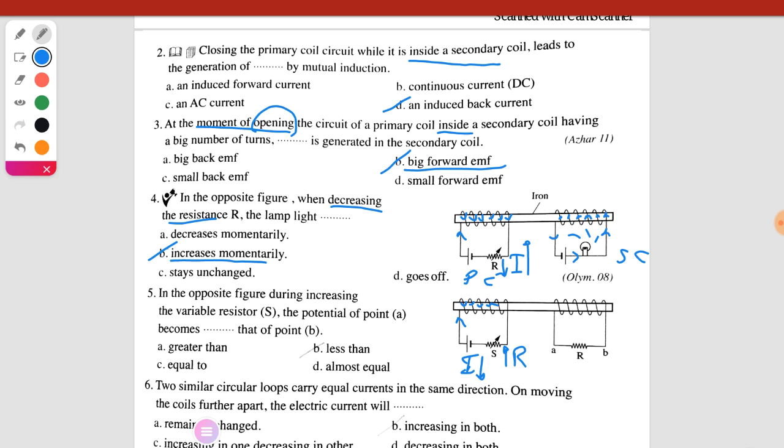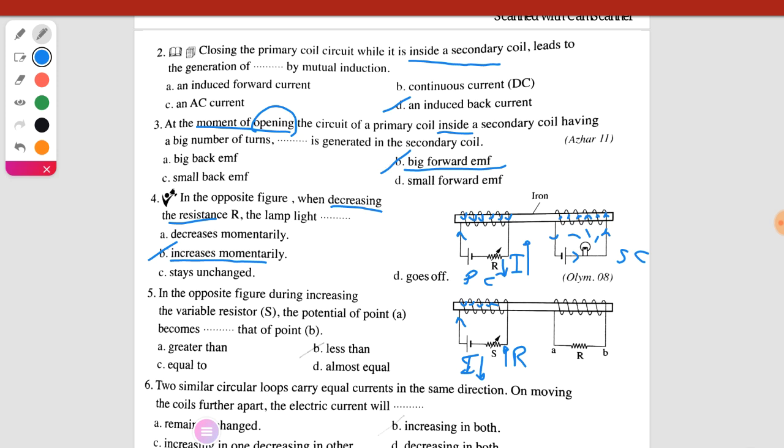backward or forward induced EMF? We study hard. When the resistance increases, the current intensity decreases, according to mutual induction between two coils. Backward induced EMF is produced when the current intensity increases, when the primary coil is closed, when the primary coil is inserted inside the secondary coil. In this case, resistance increases and the current decreases.